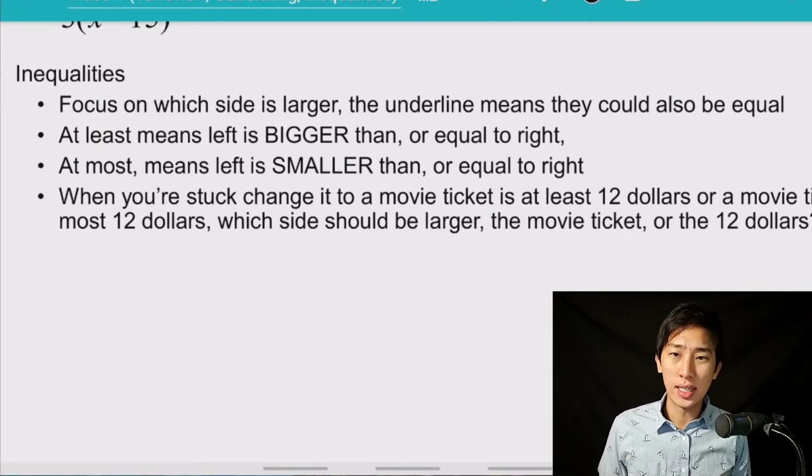And again, when you're stuck, that's always a good way to kind of change it. So you can say like, okay, a movie ticket is at most, or instead of saying something like x plus 5 is at most. It makes it a lot easier when you're translating it to English. That's why it's so important to know that English and math are kind of connected here.